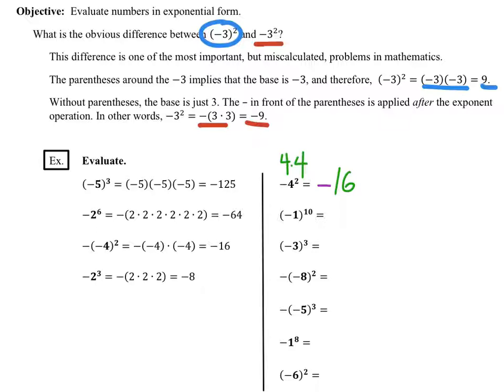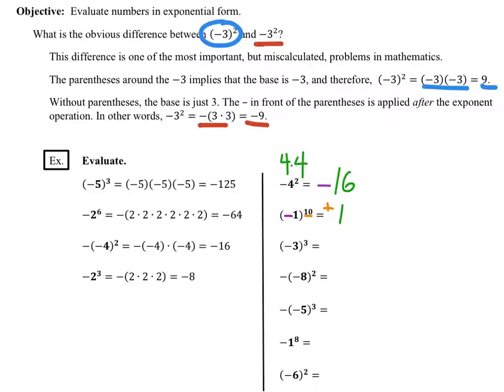Now this next problem, it has a negative, but it's in the parentheses, which means there's 10 negatives, which makes this answer a positive, because 10 negatives, 10 is even, so the answer is a positive. And from there, you just simply do 1 times 1 times 1 times 1. You do that 10 times, and you get positive 1 on that.